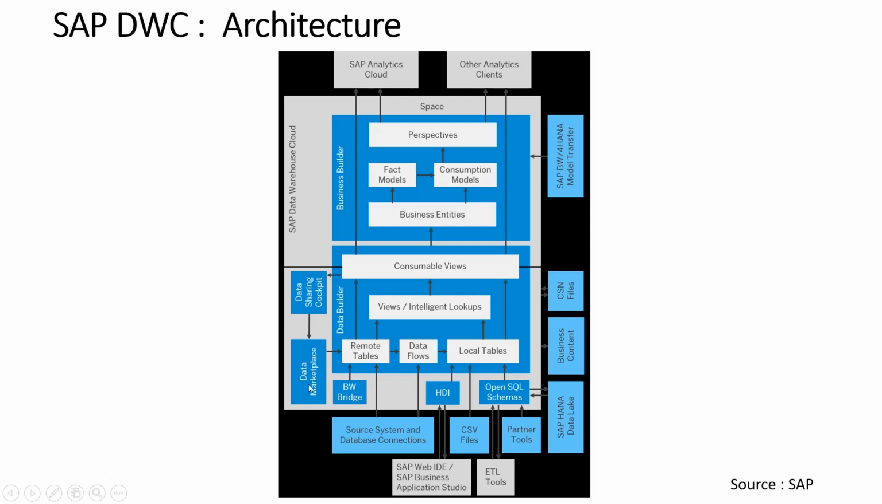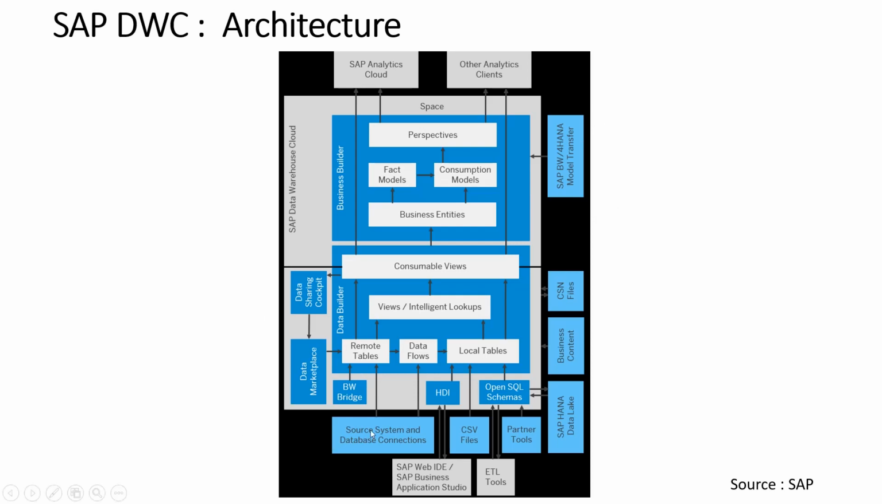We also have the option of a data marketplace and data sharing cockpit. These options are not available in the trial system, but are available if you have a full-fledged system. And there are other options as well. You can connect to SAP HANA data lake. You can activate business content, which we will be doing. You can download and upload CSN files; I will show you how. And you also now have the option for SAP BW4HANA data model transfer, but again, it is not available in the trial system. So this is the basic architecture.